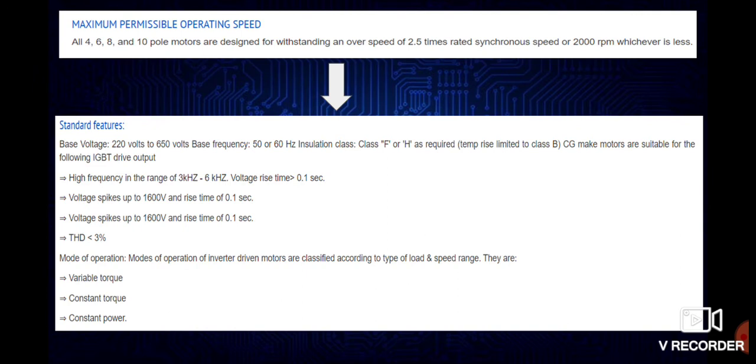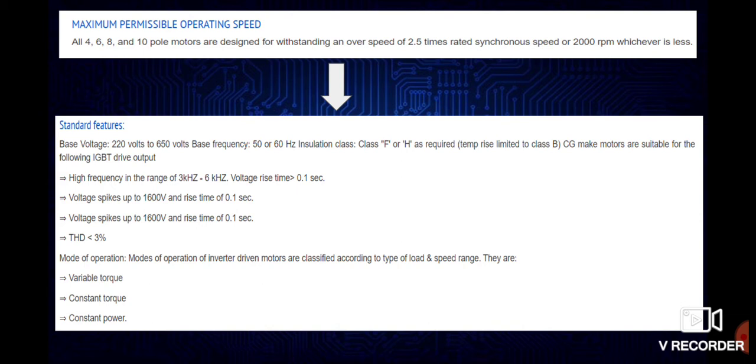Next one is the maximum permissible operating speed. The motors with 4, 6, 8 and 10 poles are basically designed for withstanding an overspeed of 2.5 times the rated synchronous speed or 2000 rpm, whichever is less. The standard features are base voltage of 220 to 650 volts, base frequency of 50 to 60 Hz, insulation class A or H as required, and temperature rise limited to class B.